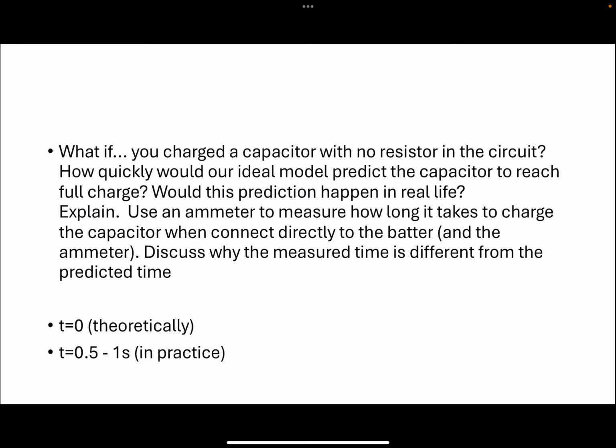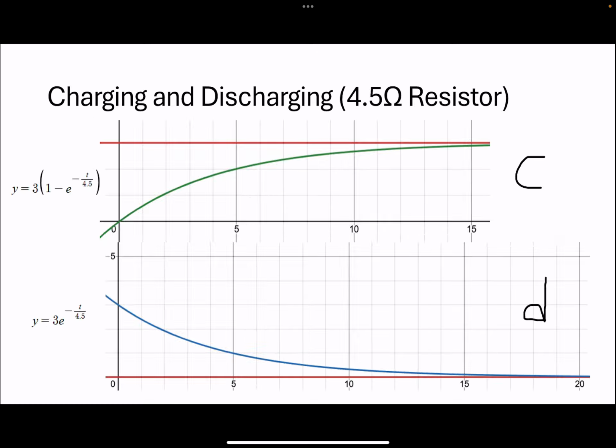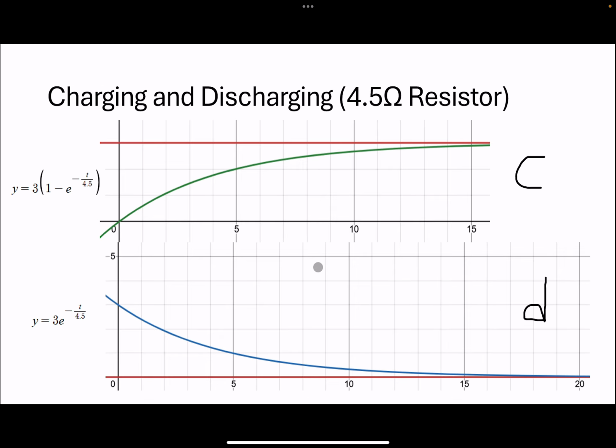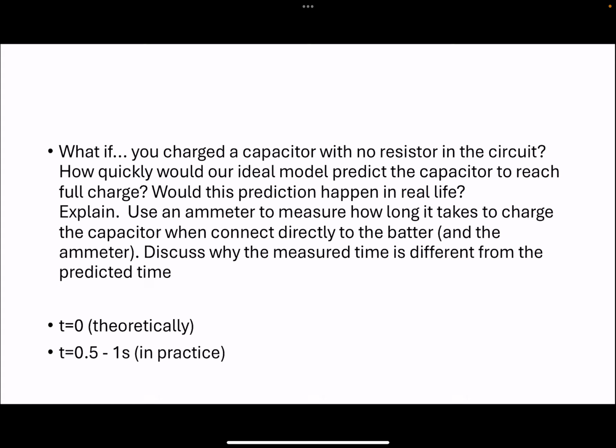Lastly, what if we charge a capacitor with no resistance in the circuit at all? How would our ideal model predict the capacitor to reach a full charge? And would this prediction actually happen in real life? If we had zero resistance in the circuit, we would see this exponential term over here would go to infinity. And so it would take 0 seconds to fully charge and discharge.